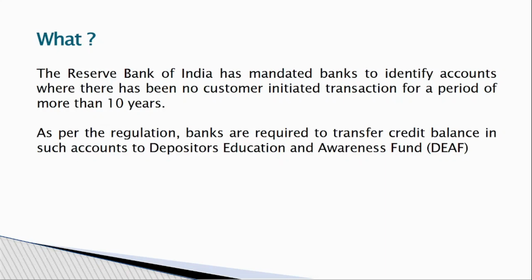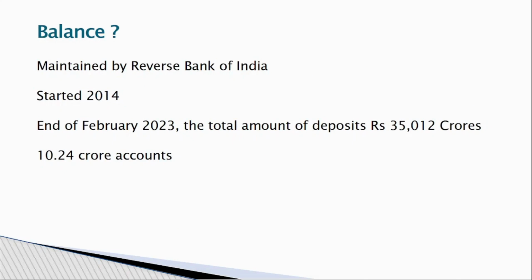For example, if it is a savings account, it will be called an inoperative account. If it is a current account, it will also be called an inoperative account. If it is a fixed deposit, this is called an unclaimed deposit. Whatever the credit balance available in those accounts, clearly I'm mentioning, that should be transferred to the DEAF fund, only the credit balance. This is very important. You may be asked in interviews, and you may get an examination question during your bank exam also. So what is the balance and what are the DEAF account details?